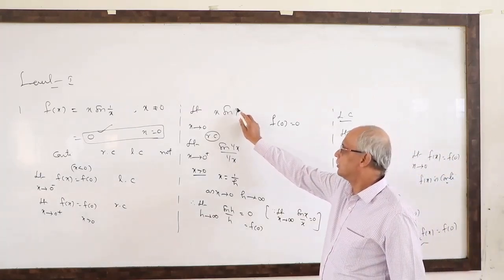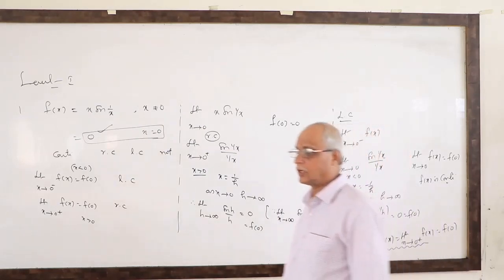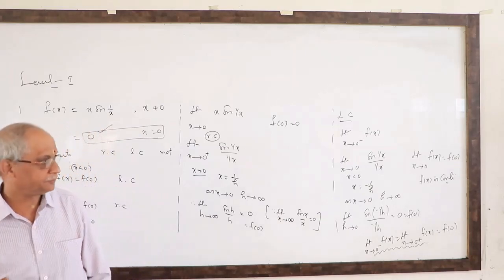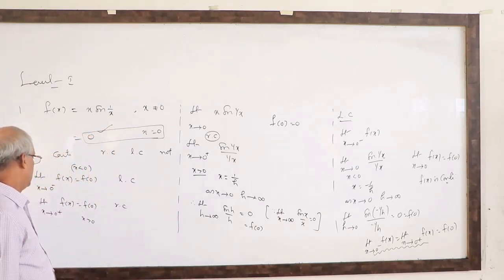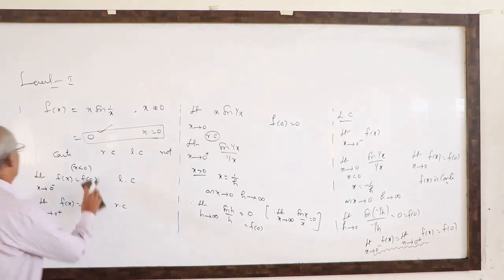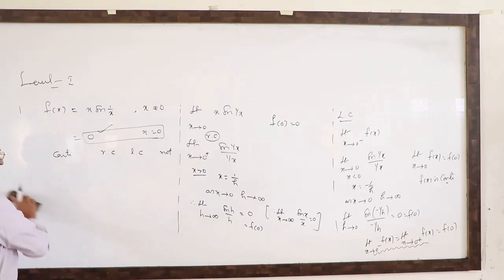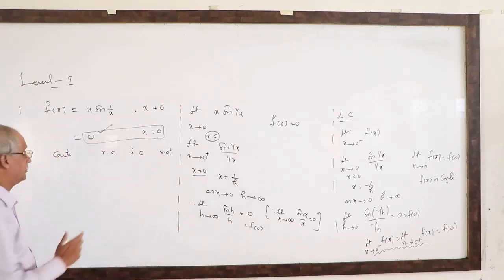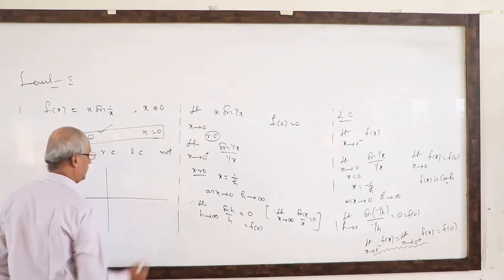Okay, we know the sin of 1 by x graph. Now I am giving you the second method. If you understand this, okay. Now you see. What is the sin of 1 by x graph? Very careful, important, all of you.